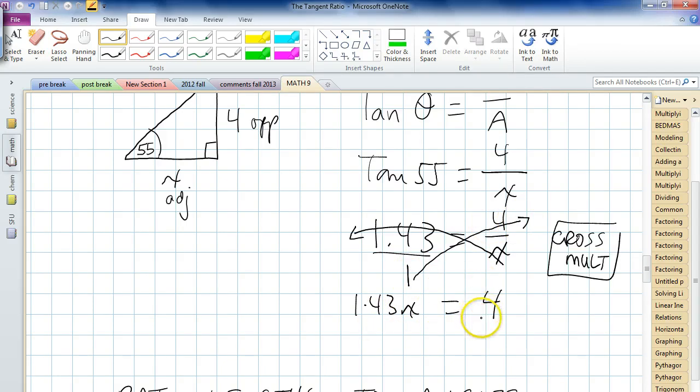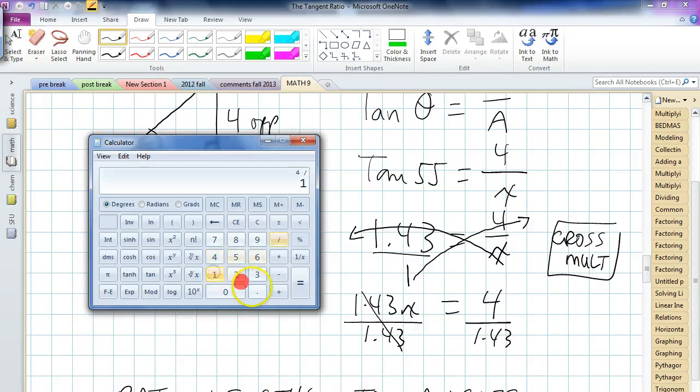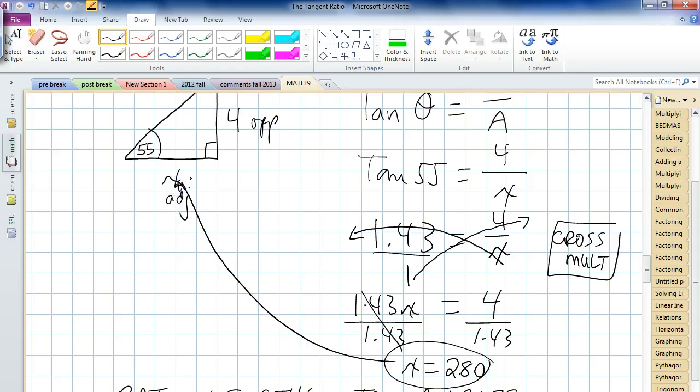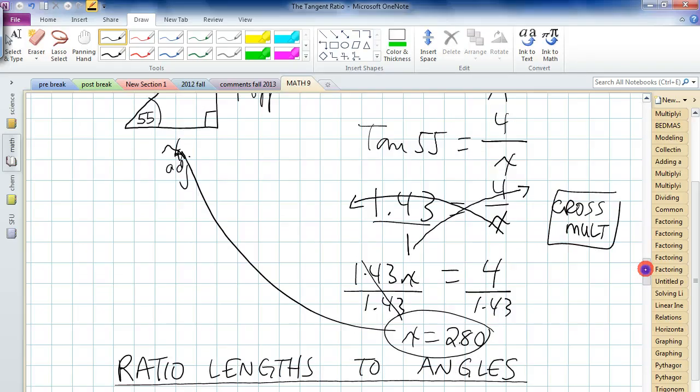And now, x is being multiplied by 1.43. How do you get rid of the 1.43? Well, it's multiplying, so divide by 1.43 on this side, and do the same on the other side. The x's cancel out. 4 divided by 1.43, calculate that. You get 2.80. We're rounding to 2 decimal places, 2.80. So x is equal to 2.80. So that is the missing length there. Done.